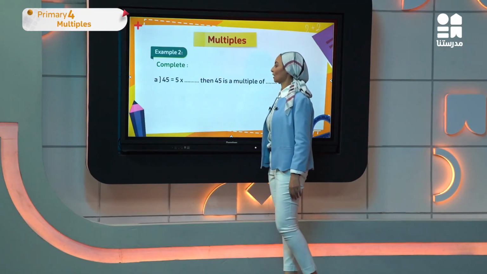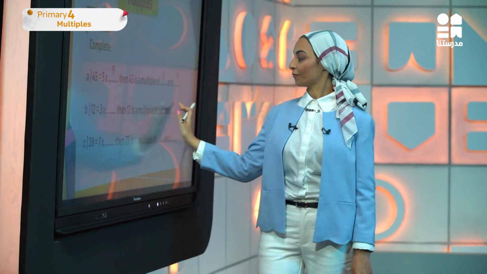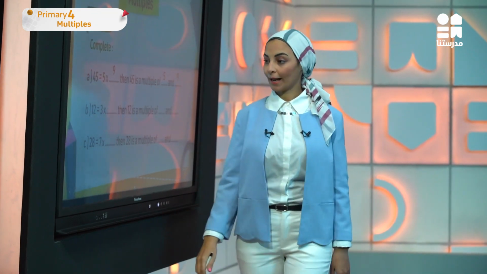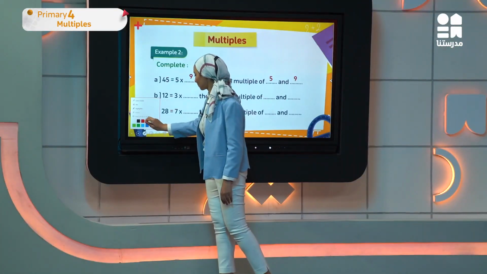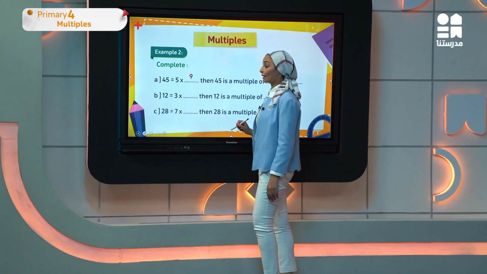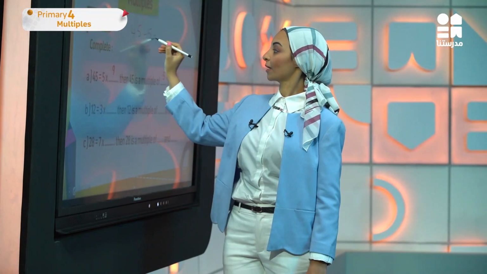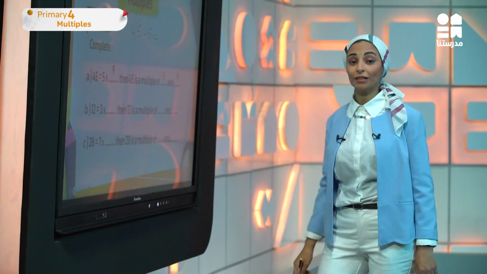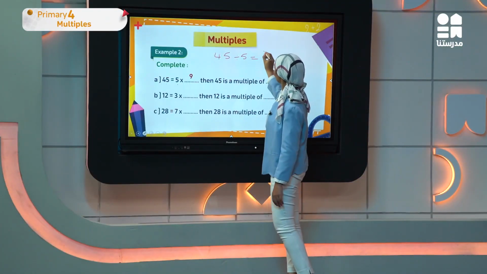Here in this example, as we said that 45 is a multiple of 5 and 9, we can also say that 45 is divisible by 5 and 45 is divisible by 9. Why? Because I can divide 45 by 5 without any remainder. So, 45 divided by 5 gives me what? Who can tell me? Yes, 45 divided by 5 equals 9.